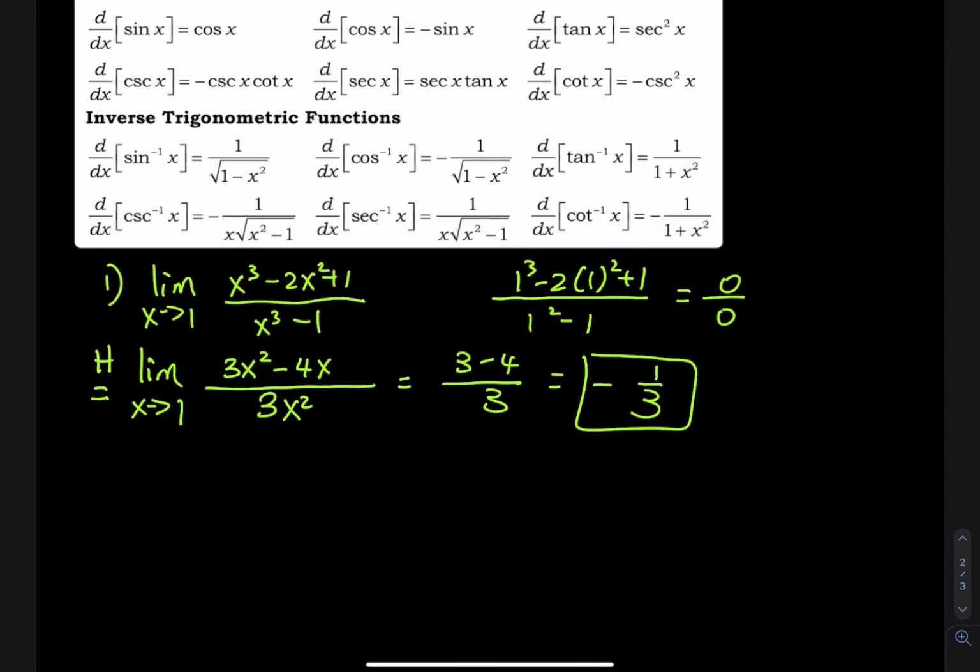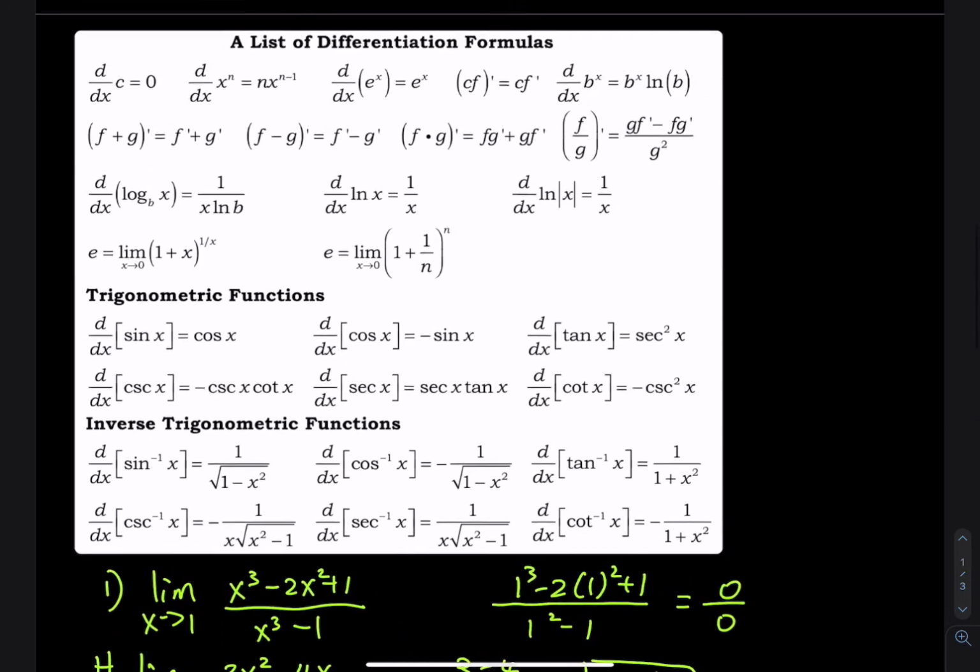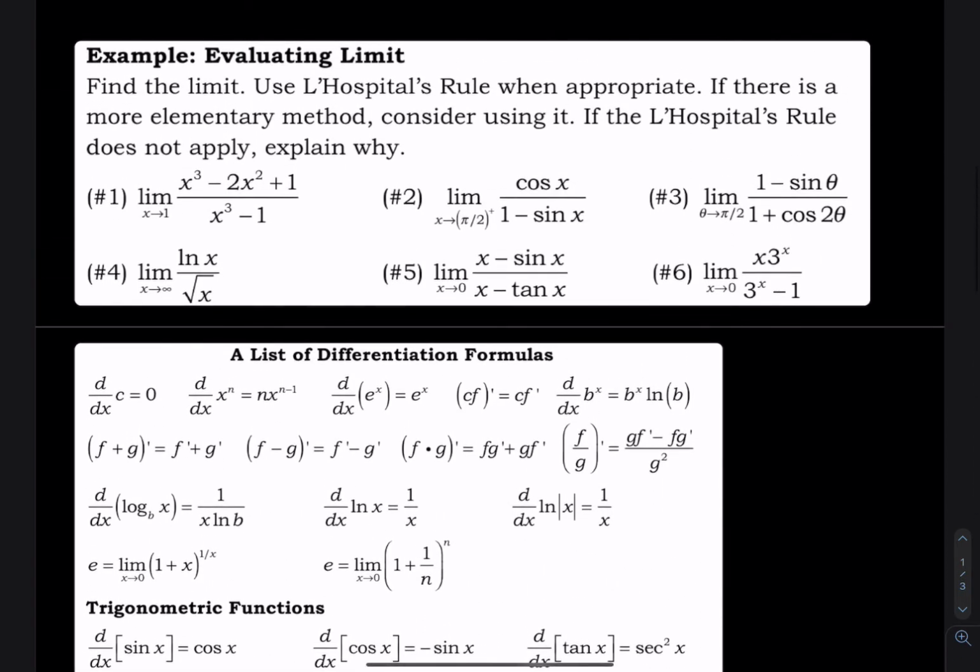Number 2, I don't want to keep going back to the top. So if you want all 6 problems, you can take a screenshot right now to get all 6 problems down, and then you can work on them.